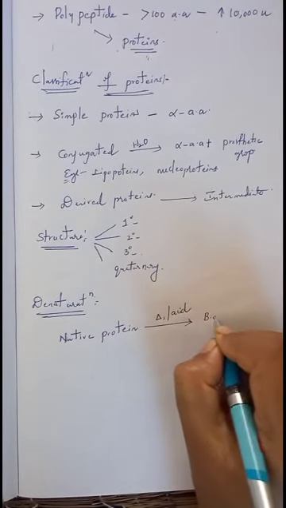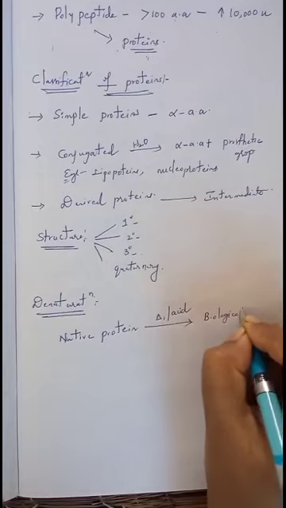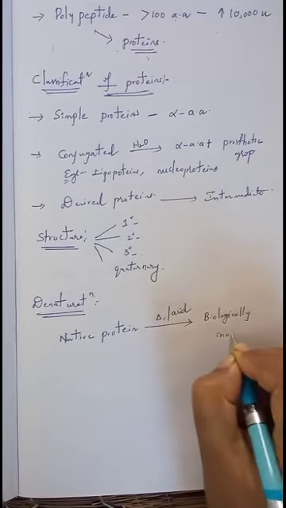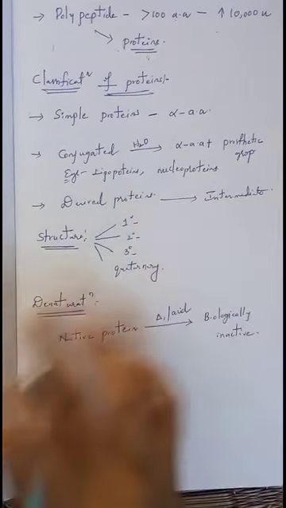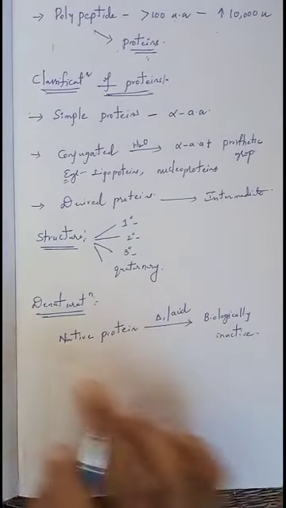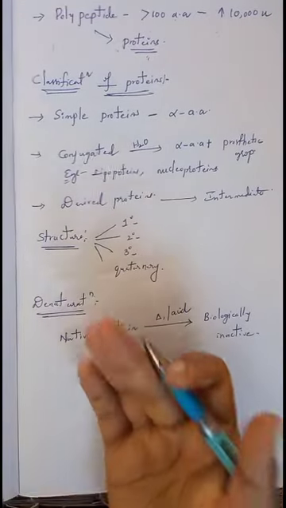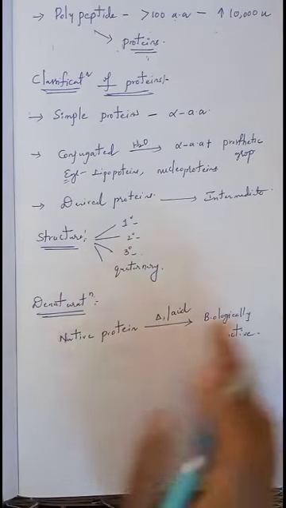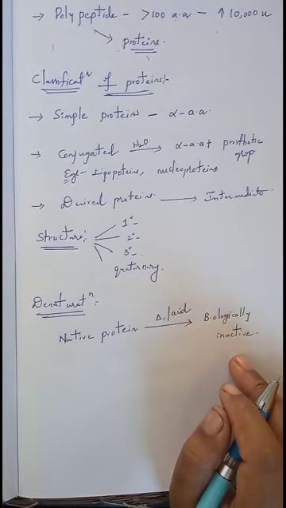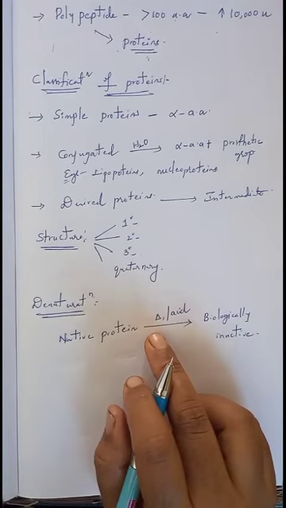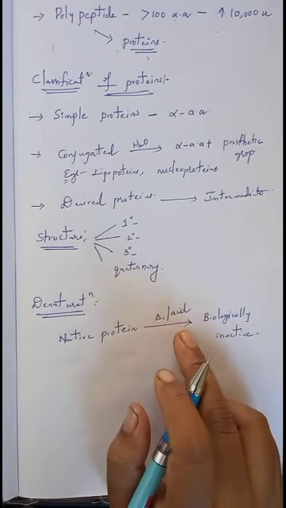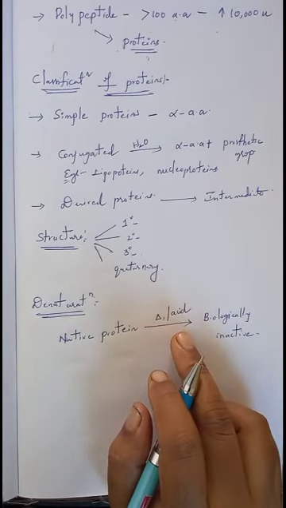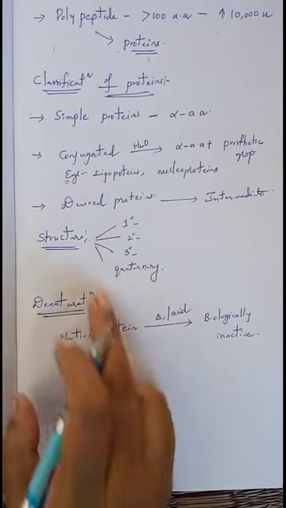That means it becomes biologically inactive, and that process is called the denaturation process. Here the native protein is in a biologically active state. That biologically active state of protein is converted into a biologically inactive state by heating or by treating with acid. Then that process is called denaturation.